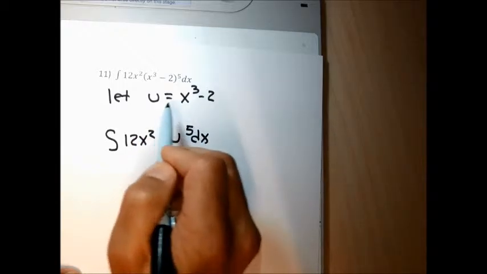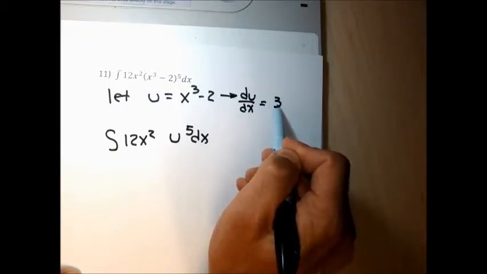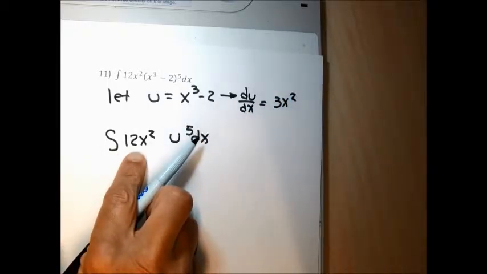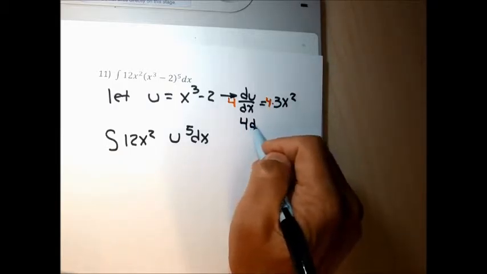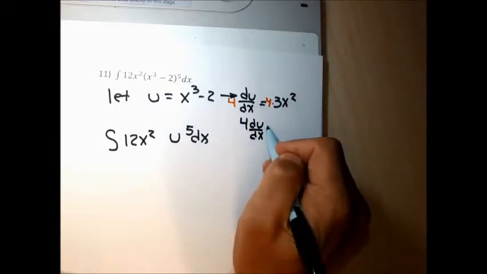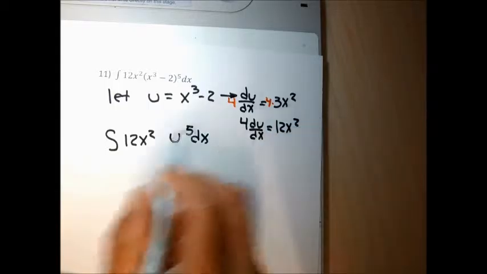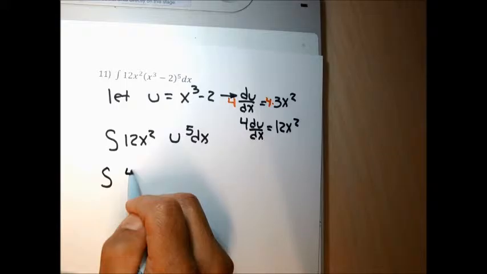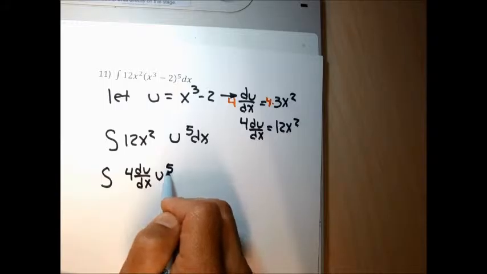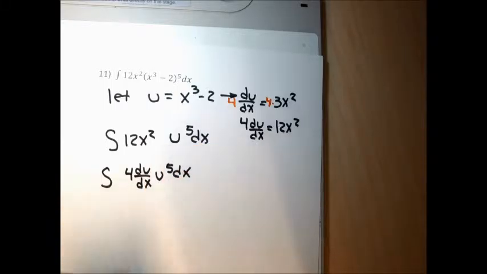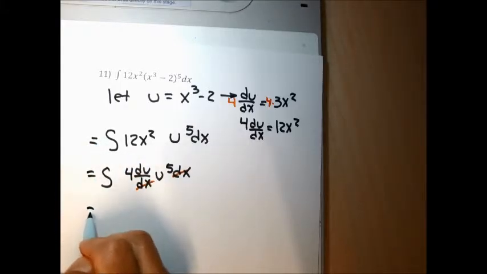I'm going to take the derivative, and I'll get du/dx is 3x squared. But I need to get rid of a 12x squared, so I'm going to multiply both sides by 4. And that's going to give me 4 du/dx equals 12x squared. So for the 12x squared, I'm going to change it to a 4 du/dx. Leave this stuff intact. Cancel out the dx's. Write it in a nice order.